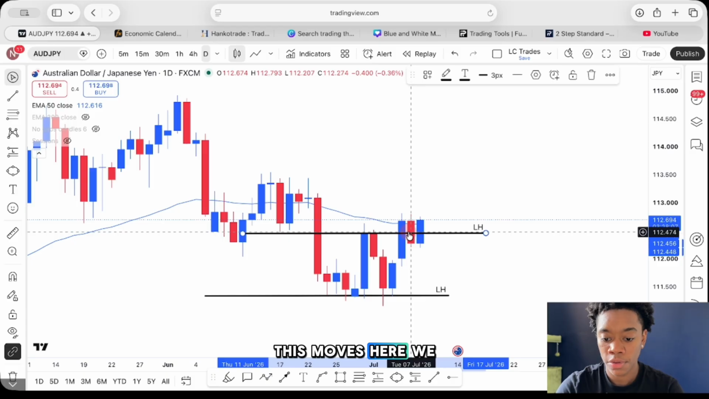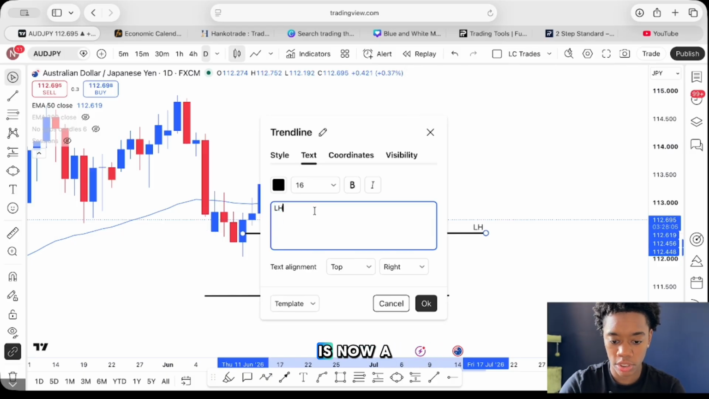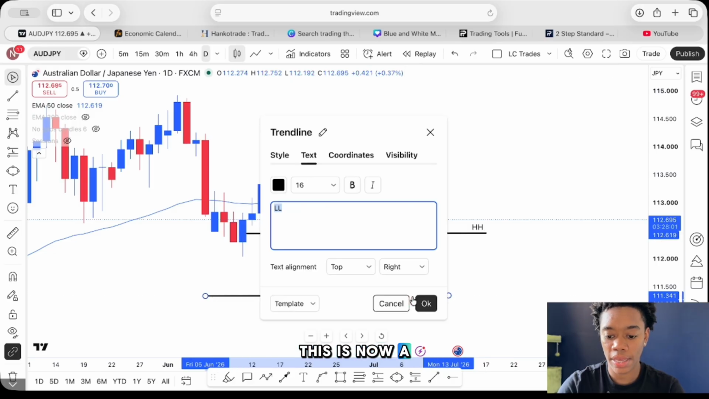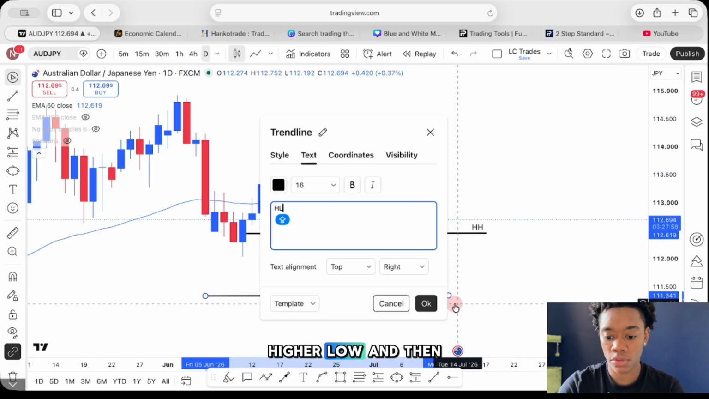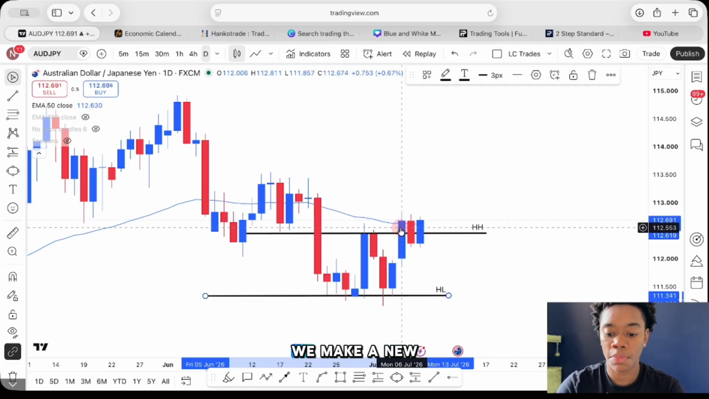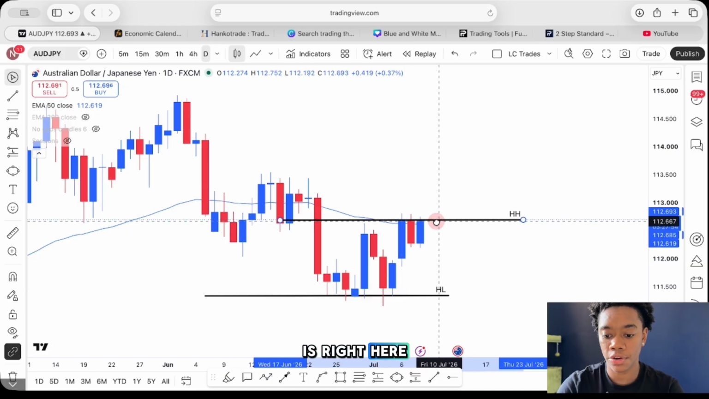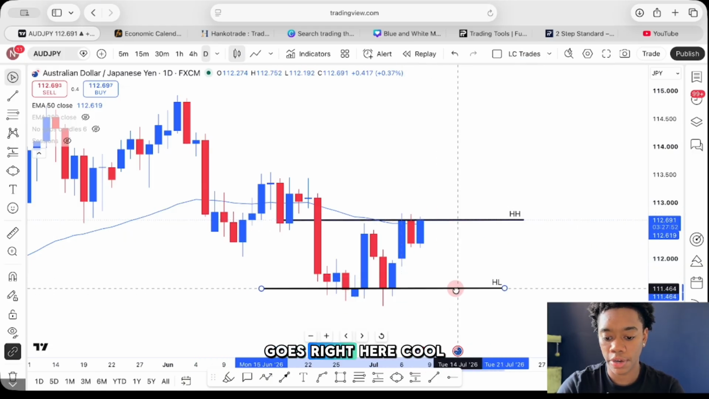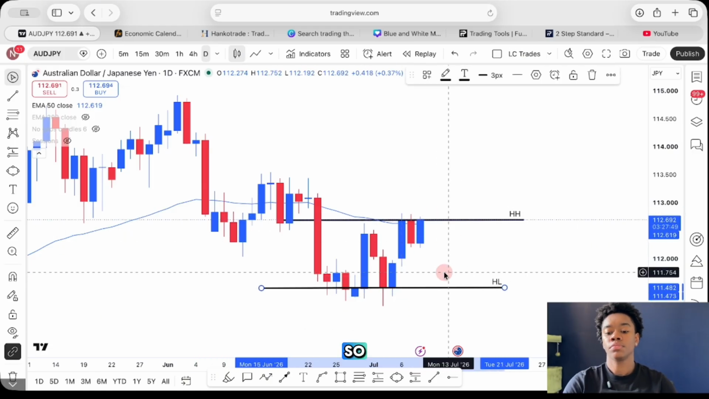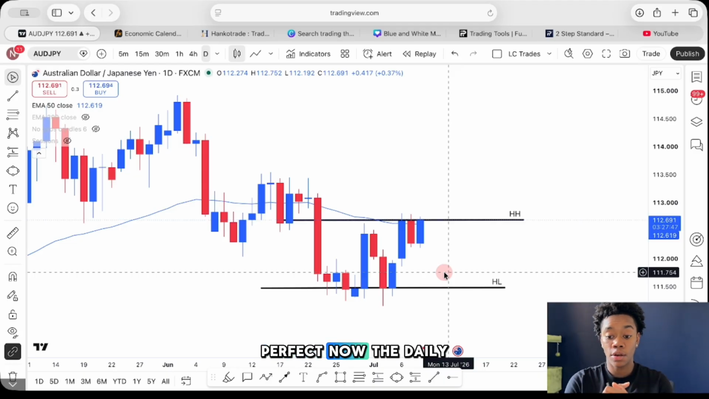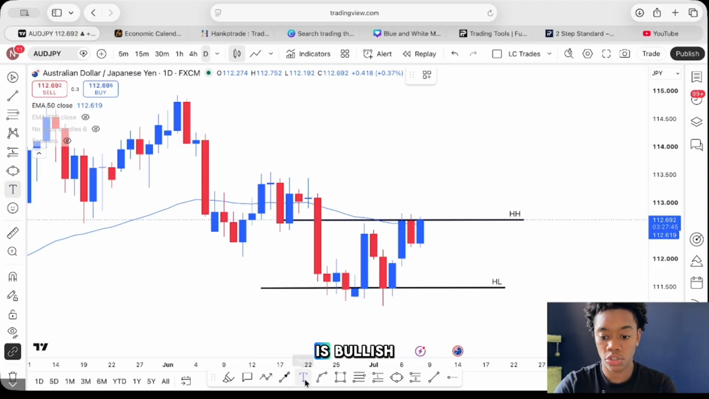This moves here. We are now back to being bullish. So this is now a higher high. This is now a higher low. And then we break it again. We make a new high. And the new high is right here. And the higher low goes right here. Cool. So, perfect. Now, the daily is bullish.